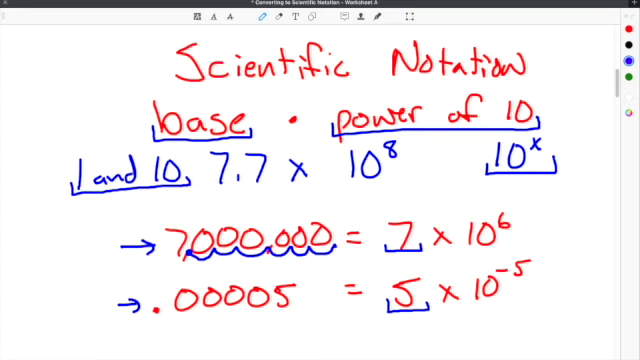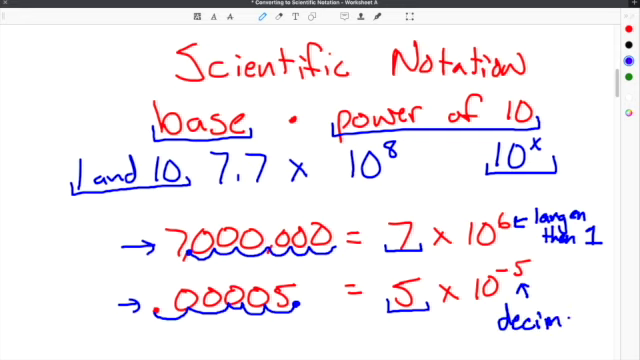For this number, we moved 6 times, so our exponent was 6. For this number, we moved it 5 times, so our exponent was 5. Now you will notice that this 6 is positive and this 5 is negative. The easiest way to remember if an exponent will be positive or negative is that to get a positive exponent, our starting number is larger than 1, and then to get a negative exponent, your starting number is a decimal or less than 1.